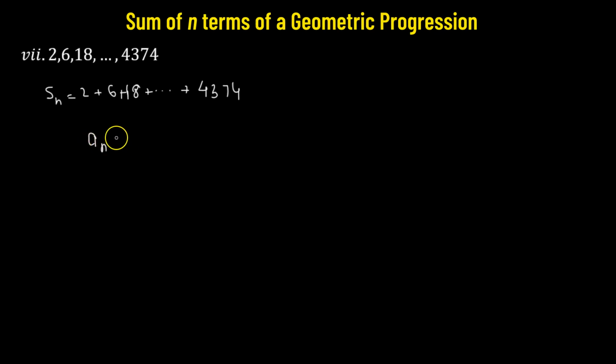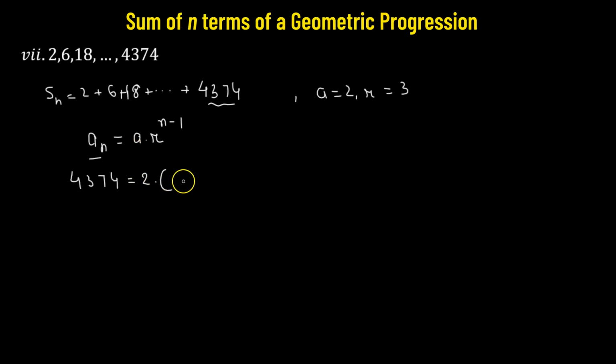We know that an, the nth term of a GP, since it's a geometric progression with the first term being 2 and common ratio being 3, our nth term will be simply a times r raised to the power of n minus 1. Now, the nth term, which is the last term, has a value of 4374. This is equal to the first term, which is 2, multiplied to the common ratio 3 raised to the power of n minus 1. So 4374 divided by 2 will be 2187, equal to 3 raised to the power of n minus 1. Now 2187 is 3 raised to the power of 7. This will be equal to 3 raised to the power of n minus 1.